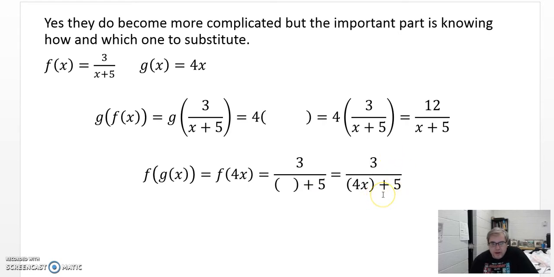So if you check the domains really fast, I see the domain of this one's all real numbers except negative 5. This one looks like it's all real numbers except negative 5/4. So domains can change, and it gets more complicated than that. We will not discuss that in this particular video.